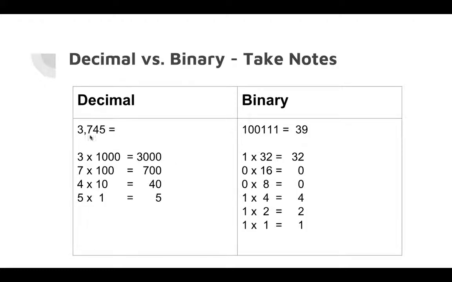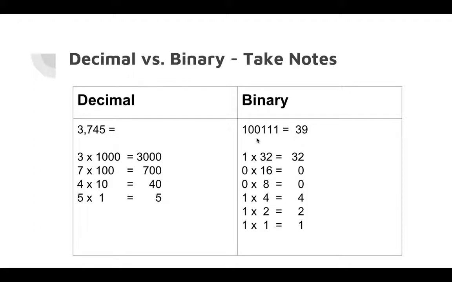Okay, so here's an example of a regular decimal number, 3,745. The way we identify this is the ones place, the tens, the hundreds, and the thousands. When I figure out the value of this number, I start with the ones. There's 5 in the ones position, so that's 5. There's 4 in the tens position, so that's 40. There's 7 in the hundreds position, so that's 700. And there's 3 in the thousands position, so that's 3,000. If we add all these numbers up, we get 3,745.